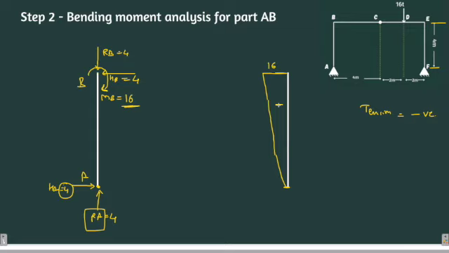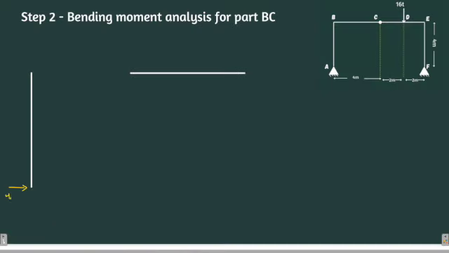So this is the concept of drawing the bending moment diagram for the vertical sections. Now let's go for the next portion of the beam, which is part BC. Let's first draw the part AB. So for part AB, what was going on? There was a reaction. This is HA, which was 4. This was RA, which was again 4.